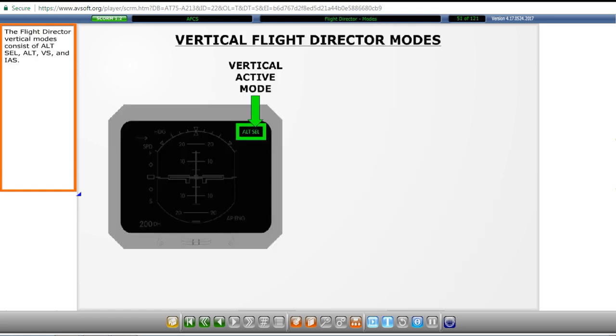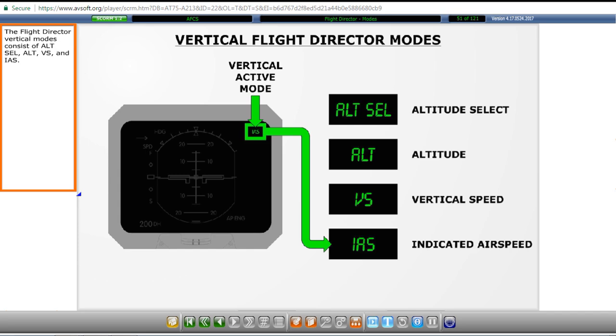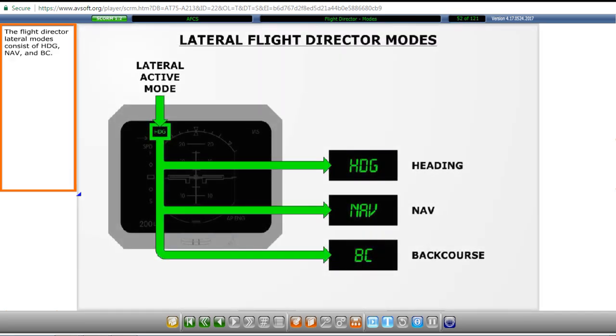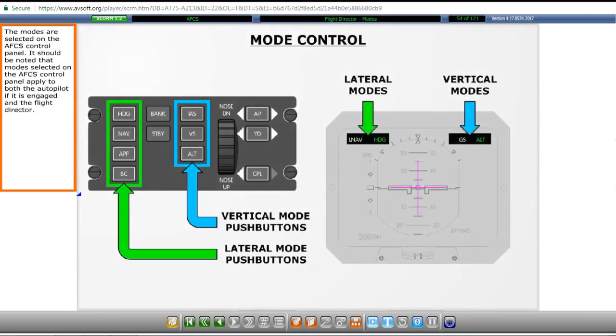The flight director vertical modes consist of altitude select, altitude, vertical speed, and indicated airspeed. The flight director lateral modes consist of heading, navigation, and back course. These modes are the same modes as the autopilot modes. However, the flight director system also has a combined mode where the lateral and vertical guidance work together. These are the approach and the go-around modes.